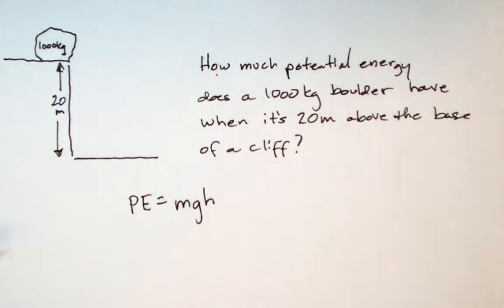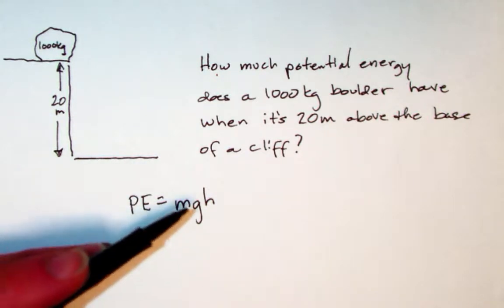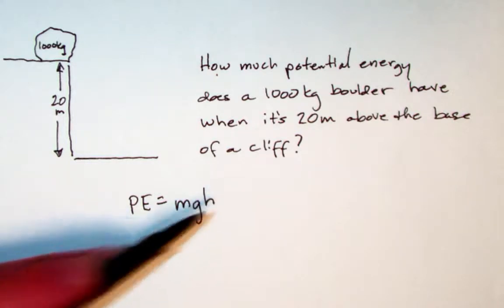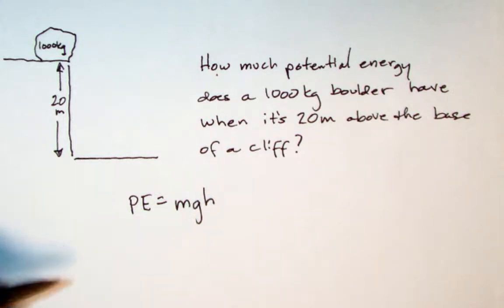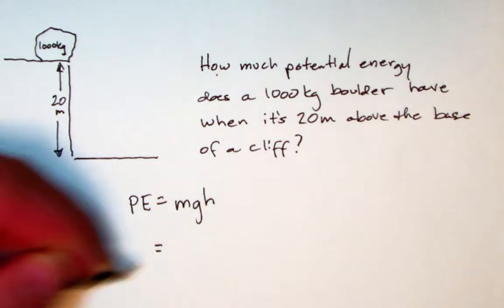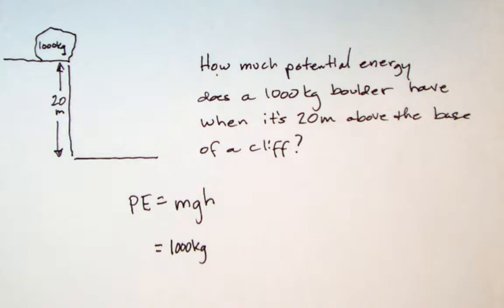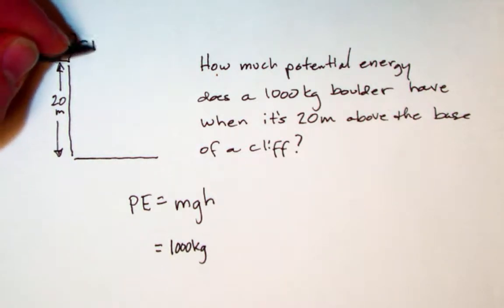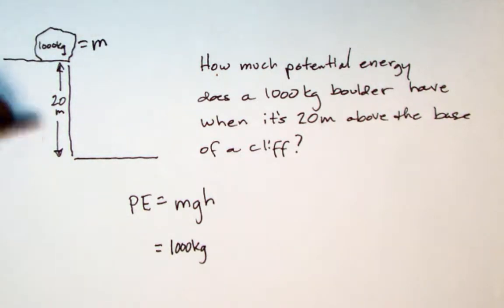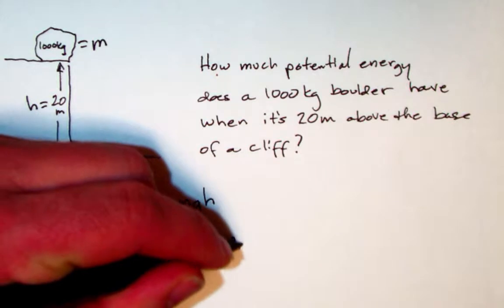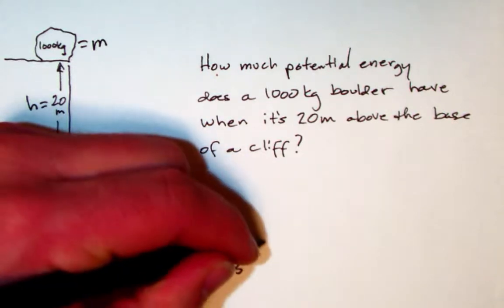And the mass needs to be in kilograms. Gravity, g, is just 9.8 meters per second squared, and height is in meters. So this is a pretty simple plug-and-chug type problem. You put in 1,000 kilograms for the mass, and 20 meters is our height. So we multiply times 9.8 meters per second squared times our height of 20 meters.